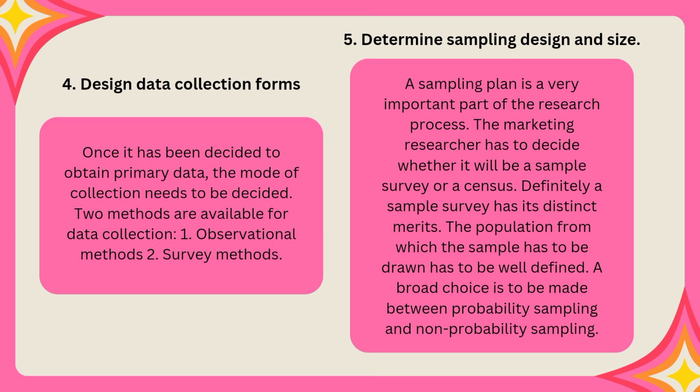Determine sampling design and size. A sampling plan is a very important part of the research process. The marketing researcher has to decide whether it will be a sample survey or a census. Definitely, a sample survey has its distinct merits. The population from which the sample has to be drawn has to be well defined. A broad choice is to be made between probability sampling and non-probability sampling.